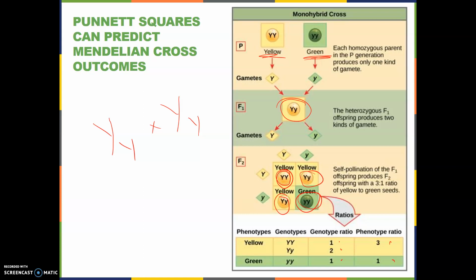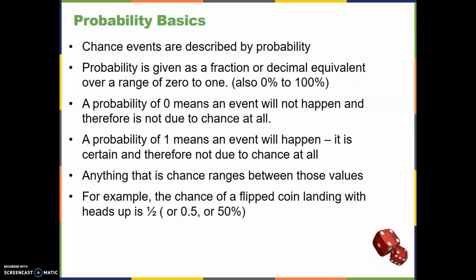But remember that these are predictions. And the more offspring that are generated, the more likely that they will follow the predicted results. A little bit of information about probability. If they're chance events, they're described by probability. And when we do Punnett squares, that's what we're doing, we are looking at probability.